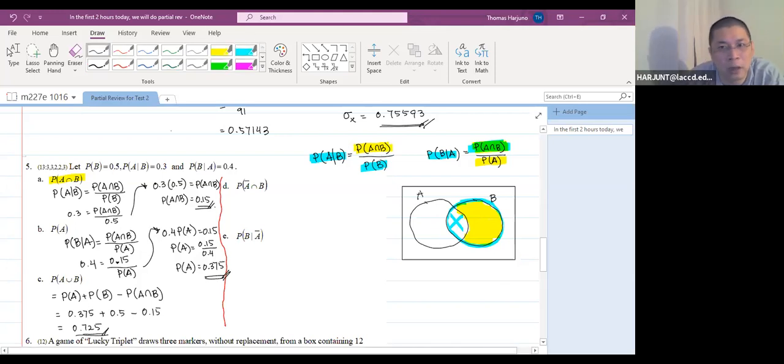Now, the Venn diagram is not acceptable work though. It just helps us to recall or rebuild the formula, which is the probability of B minus the probability of the intersection. That will be 0.5 minus 0.15.